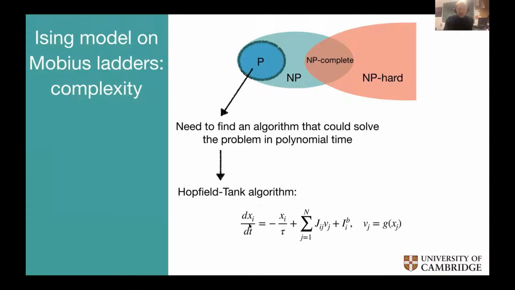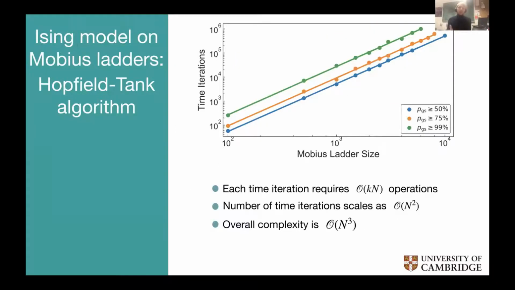The amplitudes of the network elements X are varied in time with respect to the right-hand side. So we have linear losses, X over tau, we have the coupling term, and we also have some gain. And here V can represent the spins, and G is just some nonlinear function, an activation function. So applying this algorithm to the Mobius ladders leads us to the following.